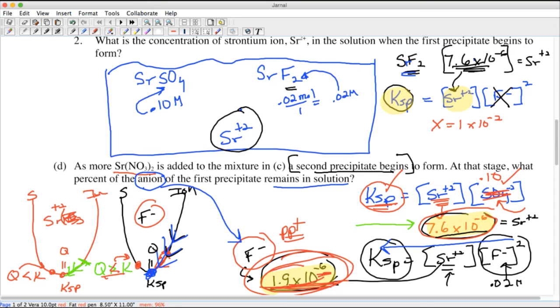Now, it was 0.02, but it went forward as we increased the amount of what? As we increased the amount of strontium beyond the Q formula, we just pushed this value way up here, and now it's going to go in the reverse and take some of the F negative away from it. And we just figured out when we get to this position, this is how much is left. So percentages are part over total, how much do we have? 0.01 over 0.02 times 100, and that's 50%. Or as we say in Riverhead, 50%.